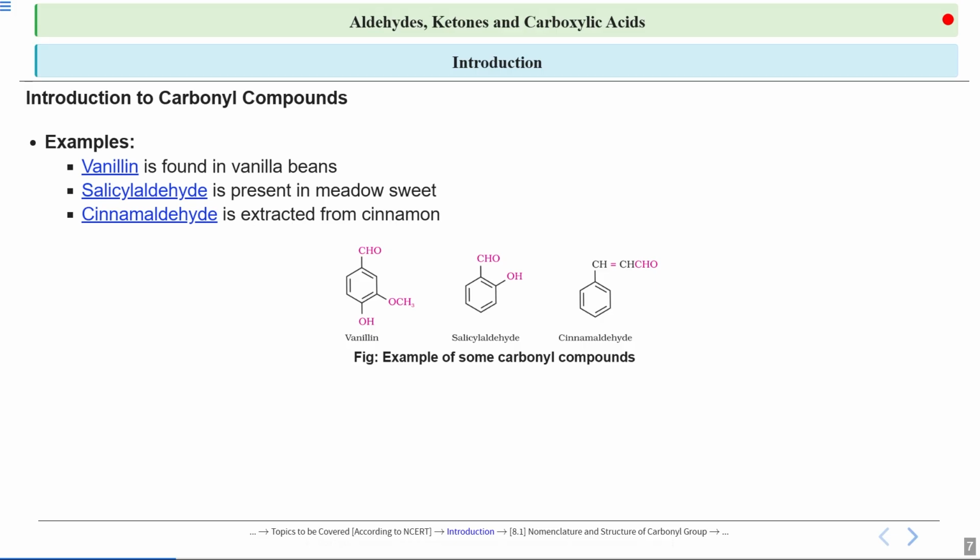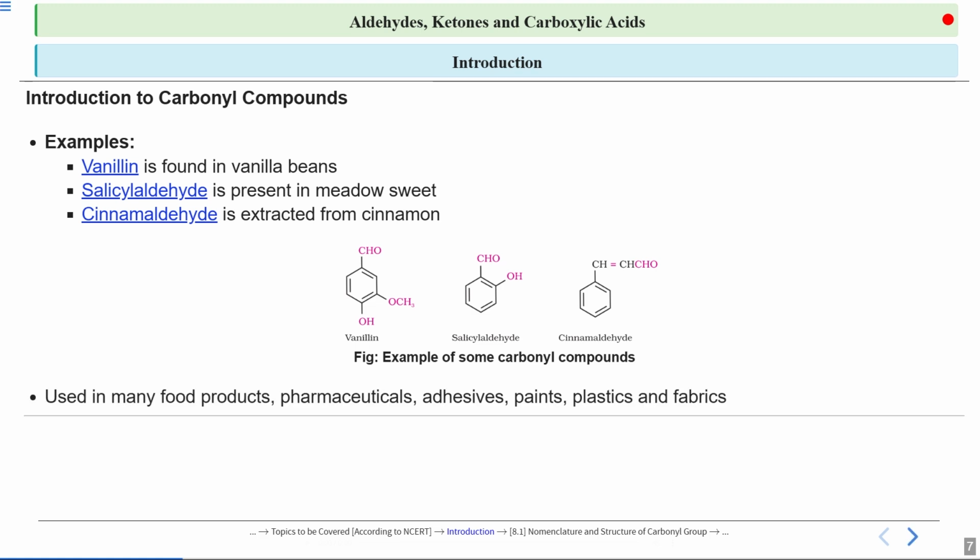So if you look at these examples of carbonyl compounds, over here this is the structure of vanillin, and this vanillin is found in vanilla beans. Similarly, this is salicylaldehyde, which is present in meadowsweet, and this is cinnamaldehyde, which is extracted from cinnamon. So these are some examples of carbonyl compounds. These are used in many food products, pharmaceuticals, adhesives, paints, plastics, as well as in fabrics.